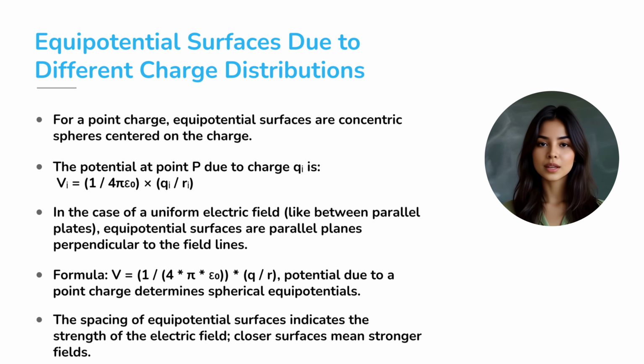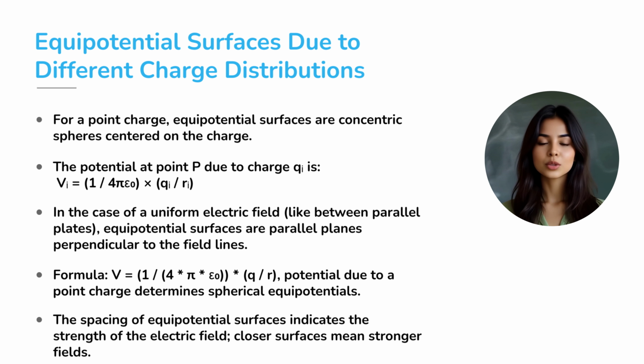For example, a single point charge, say a positive charge, produces spherical equipotential surfaces around it. All points at the same distance from the charge have the same potential. And when you place two large parallel metal plates with opposite charges, the field between them is uniform. Here, the equipotential surfaces look like flat sheets stacked like pages in a book.